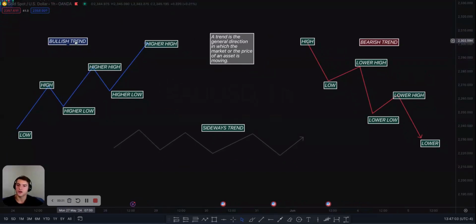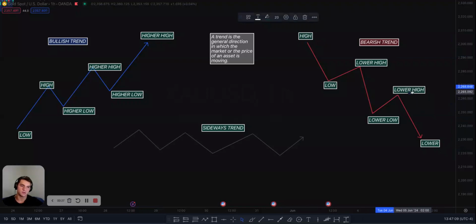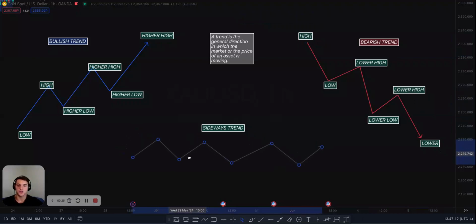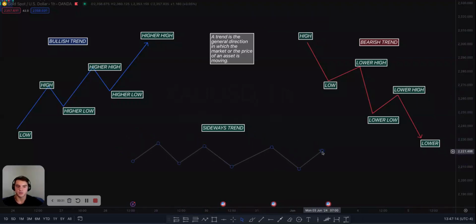We have the bullish trend, which means the price is going up. We have the bearish trend, which means price is going down. And we have a sideways trend, which means price is just going sideways. It's not going anywhere. So let's start with the bullish trend. A bullish trend is formed by a low and a high.